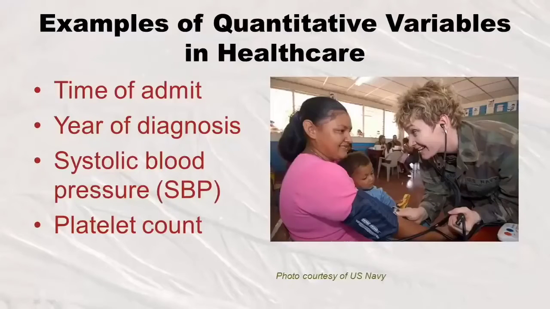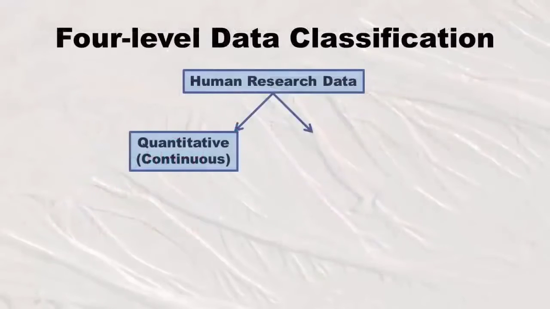Also, if you were doing a study and you were studying patients with a particular condition, like Alzheimer's disease, you could ask them their year of diagnosis, and then you could make an average of that. And so you know that that is quantitative. Systolic blood pressure is also numerical, and platelet count. These are variables we run into all the time in healthcare, so we're used to that. This is quantitative. Now we'll get back to our picture.